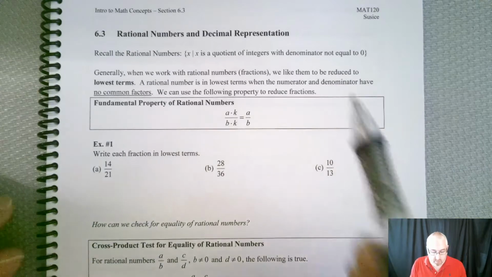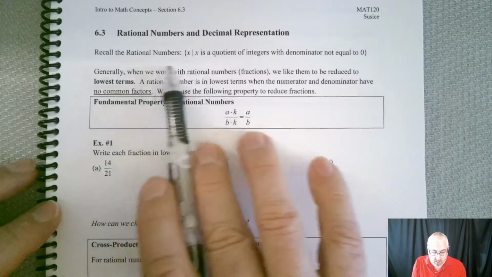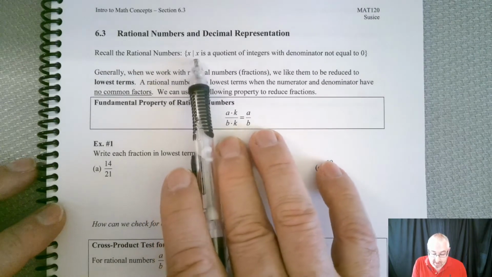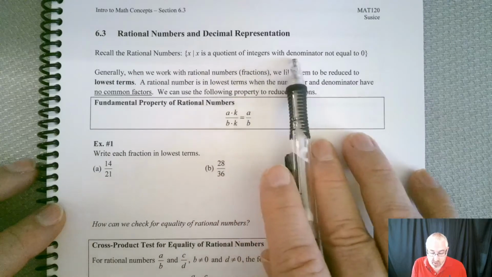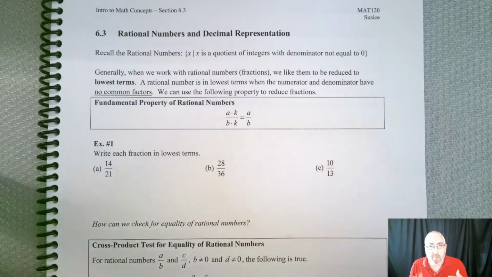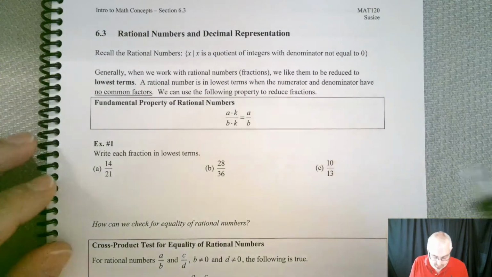So now recall first that the rational numbers was described as the set of all numbers x, such that x is a quotient of integers with denominator not equal to 0. So in general, we kind of reduce that down to describing fractions. So fractions are generally what we're going to be working with.